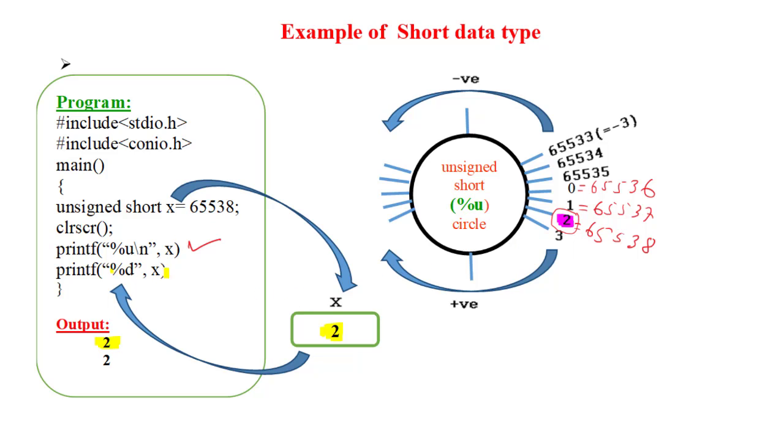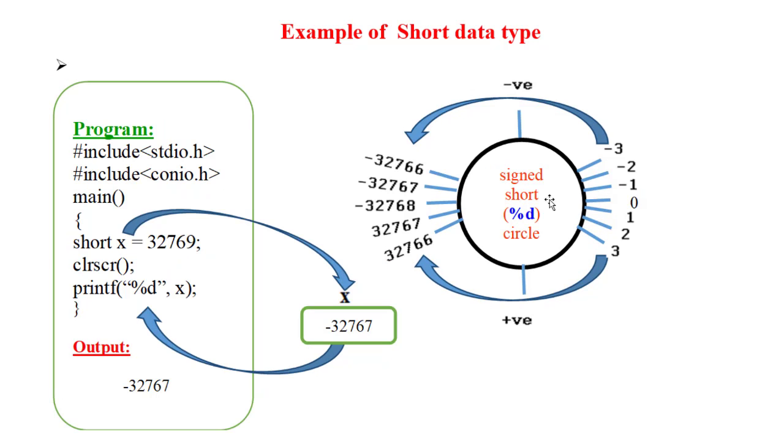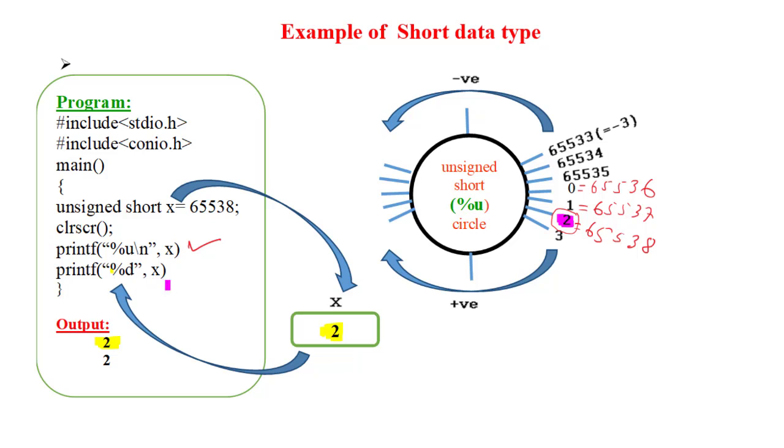Now coming to the next instruction, this is %d, x. So the compiler will check what is the value inside the memory location. This is 2. As this is the %d format specifier, %d indicates it is a signed short type of integer. So it will check whether this data is there in the signed short circle or not. Yes, this is the signed short circle, so data 2 is there. So after the execution of this instruction, the output will be 2.